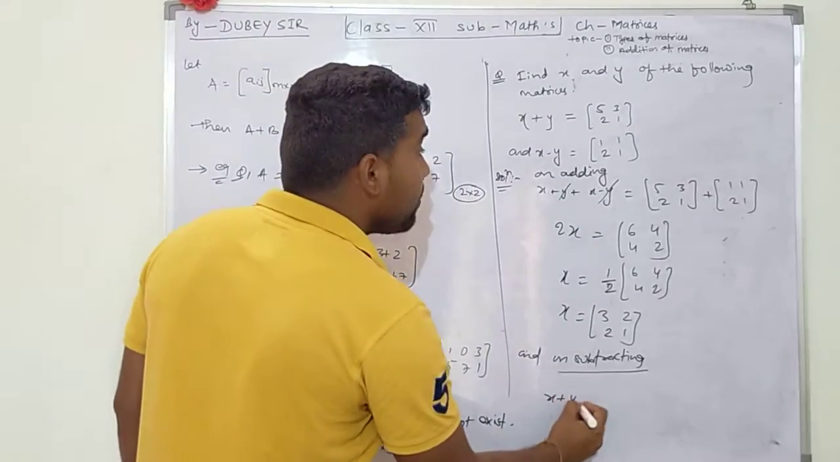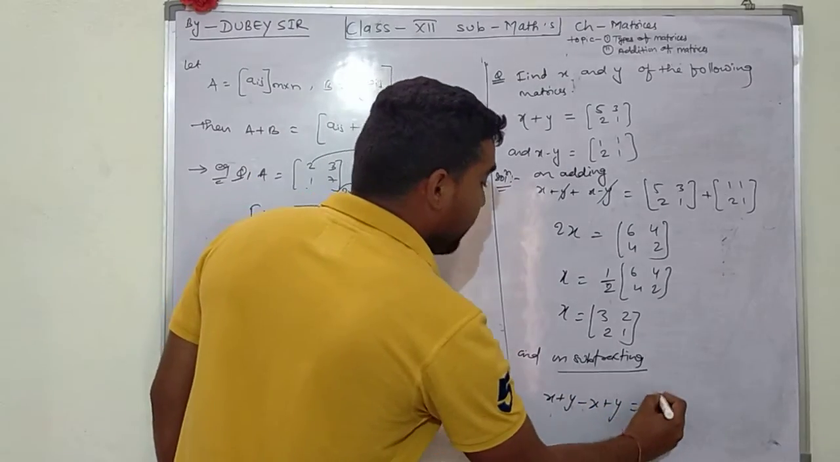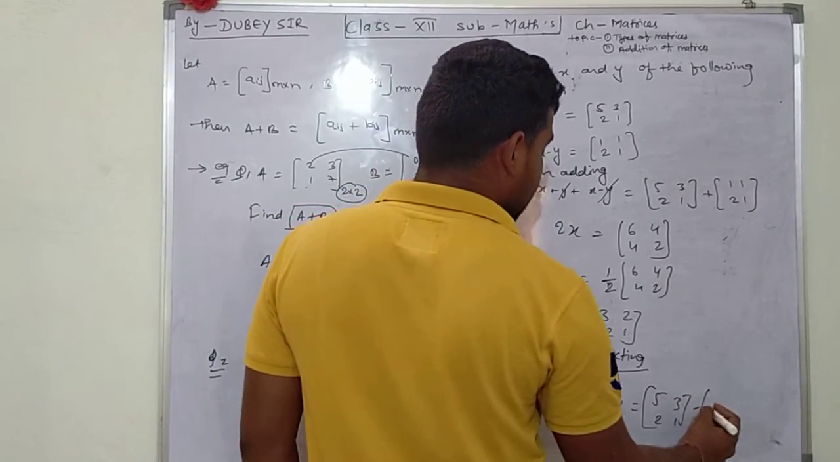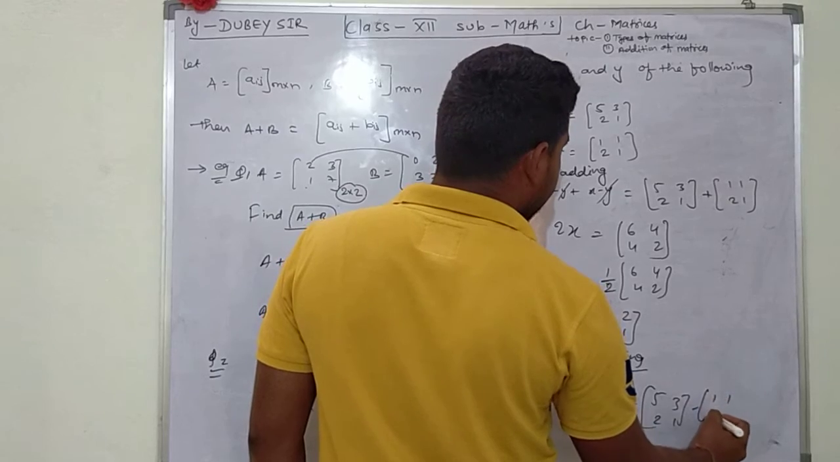x plus y minus x plus y equals [5, 3; 2, 1] minus [1, 1; 2, 1].